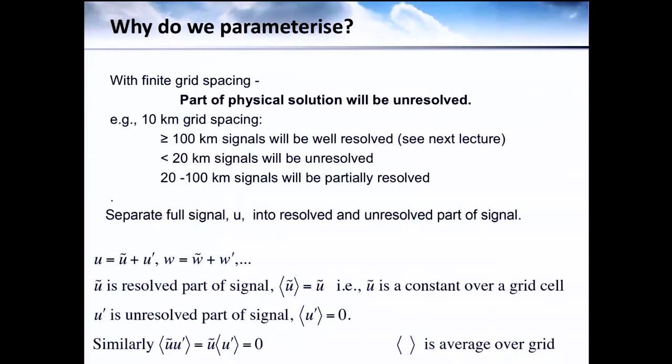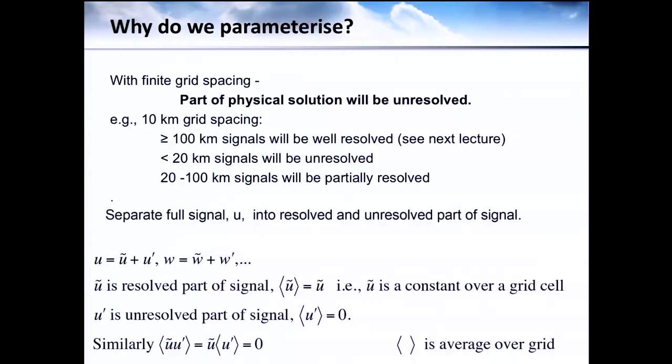So part of the physical solution will be unresolved. I'll talk about effective resolution in a little more detail later, but if we had 10-kilometre grid spacing, which is basically our high-resolution numerical regional weather prediction or our super high-resolution climate model, signals with a spatial scale of about 100 kilometres or more will be well resolved. Signals with a spatial scale less than 20 kilometres, so 2 grid spaces, will be unresolved. And signals between about 20 and 100 kilometres spatial scale will be partially resolved.